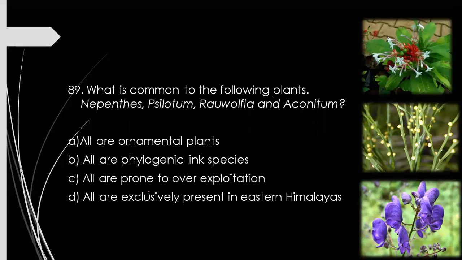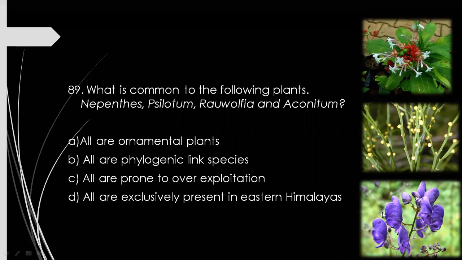So here tell me, what is common to the following plants? Nepenthes, Stylotum, Rauwolfia, and Aconitum. I have already put the picture, so you know how the Nepenthes looks. For those who joined the class later, this is Rauwolfia serpentina, the Indian snake root. Then this is Stylotum, which is a fern, and Aconitum, which is a poisonous or toxic plant.